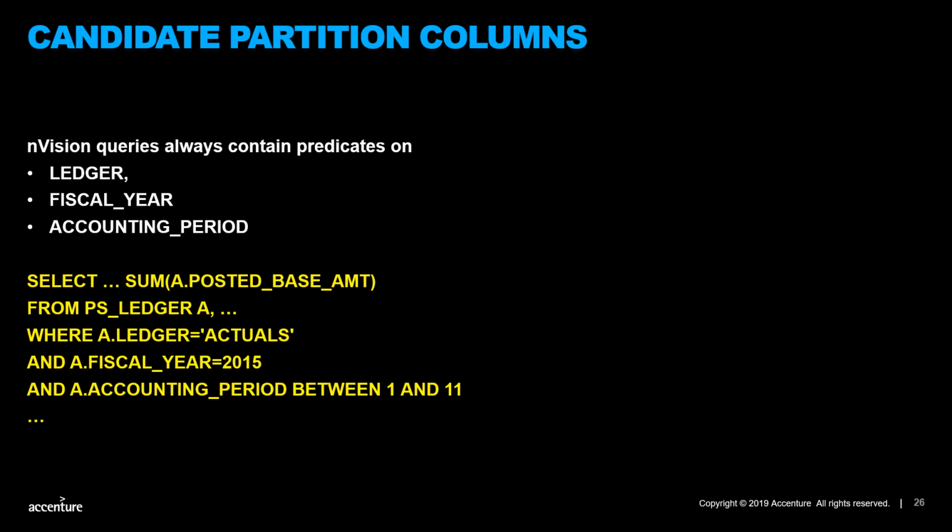When it comes to fitting partitioning to an existing or third-party application, we need to look and see how that application accesses the data. We need to look at the SQL that it uses. This is a piece of SQL from nVision, and all nVision queries on the ledger tables will have an equality predicate on ledger and an equality predicate on the fiscal year, and you'll either see an equality predicate on accounting period or, as in this case, a range predicate. So these are good candidate partitioning columns for nVision.